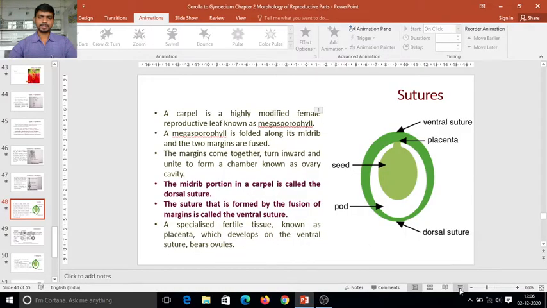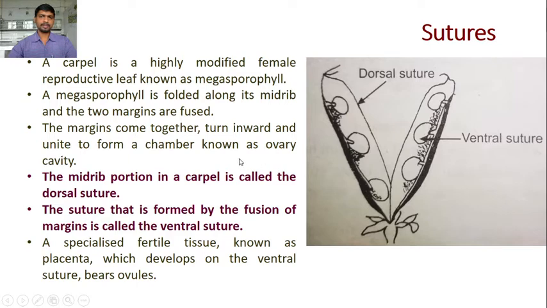Welcome back, dear students. So after gynoecium and the types of gynoecium, in this lecture we are going to study placentation. Before going to placentation, here we are going to study the sutures. As you know, the gynoecium is the female reproductive part of the flower. The individual member is called the carpel.